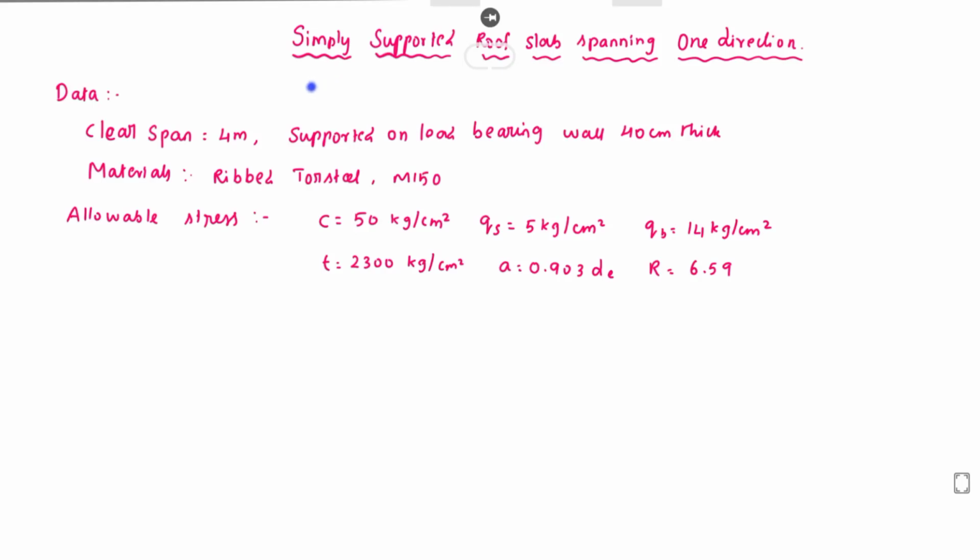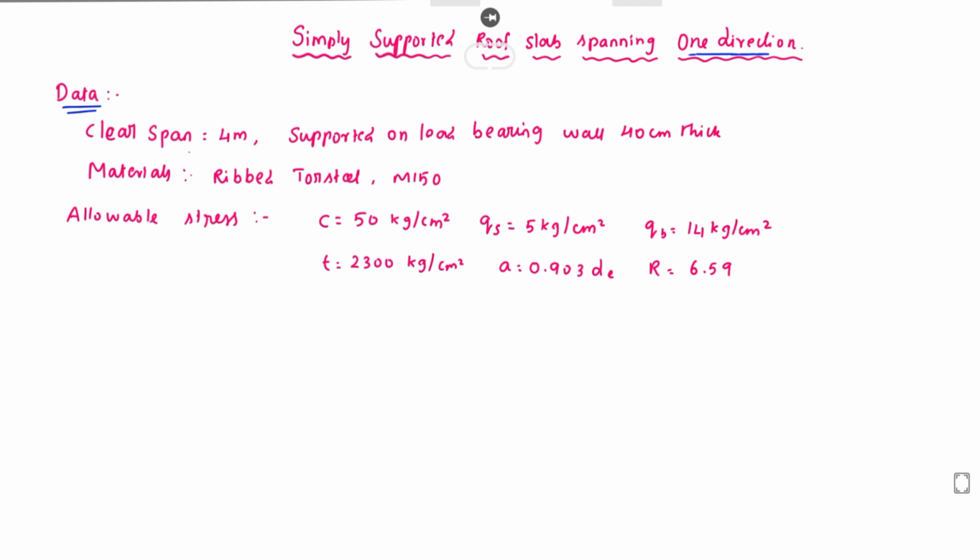Today we are going to see a problem related to the design of reinforced concrete elements, in the topic of a simply supported roof slab spanning one direction. That is a roof slab spanning one direction, that is, a one way slab. Now the given data.